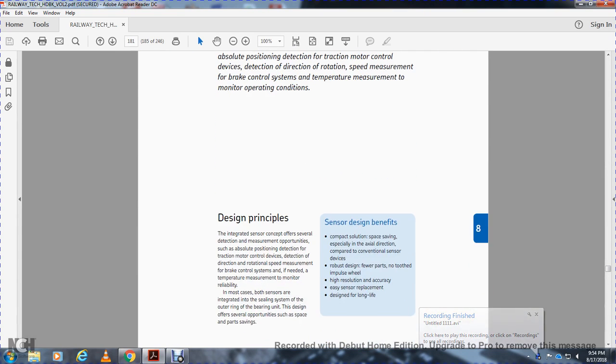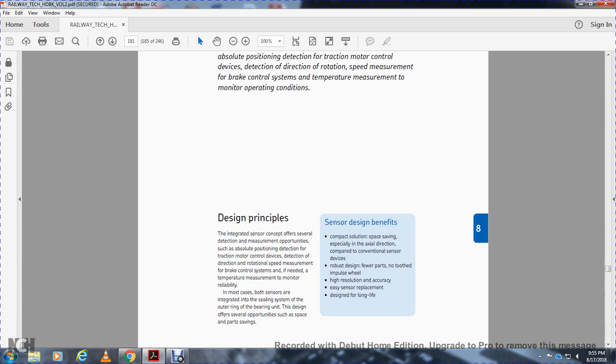conditions. Design principle for the integrated sensor: the concept offers several detection measurements, operative for the absolute position detection for traction motor control, detecting the direction and rotational speed for the brake control system, if needed the temperature measurement, and mounting reliability, most key for the bolt safe, integrated with the sealing system over the outer ring of the bearing unit. The design offers opportunities over the space and in a part saved with the sensor.